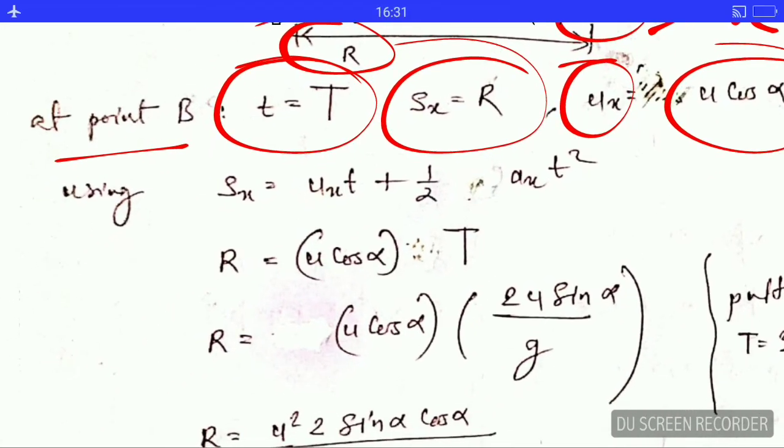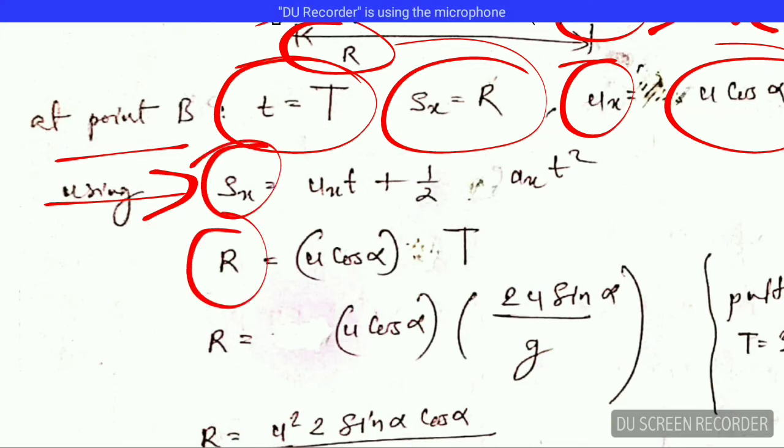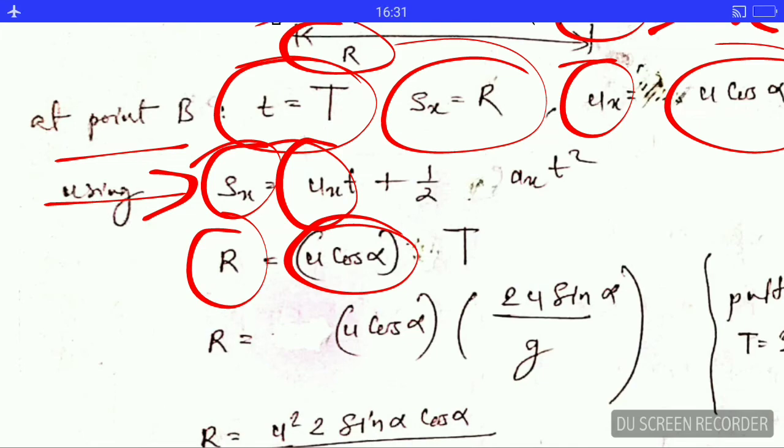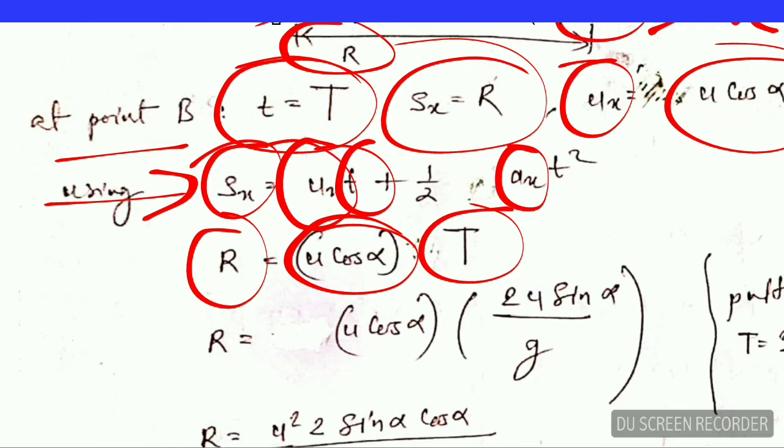Now we will use the second equation of motion along the x direction, and we have plugged in the values. So this is r, this is the initial velocity along the x direction, its value is put in, and t is the time of flight that we have used. Here ax is 0, that's why the whole quantity will become 0.